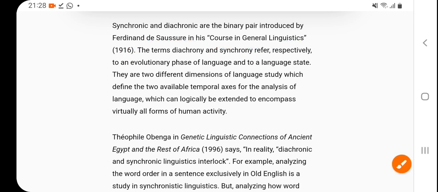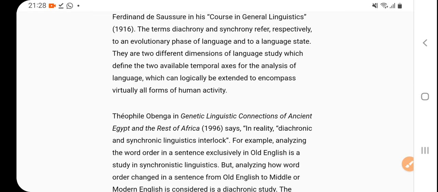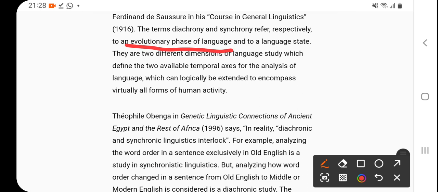Three things are very important. This study of linguistics, synchronic and diachronic, was introduced by Ferdinand de Saussure in his book Course in General Linguistics in 1916. The terms diachrony and synchrony refer respectively to an evolutionary phase of the language, that is diachronic, and to a language state, that is synchrony.